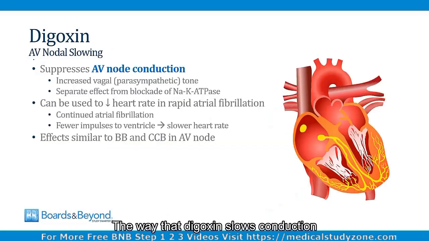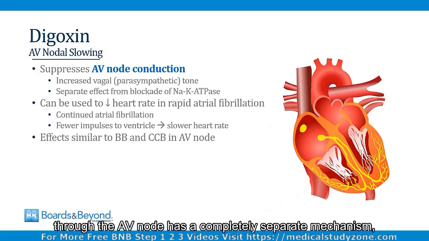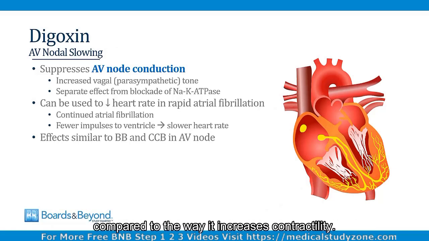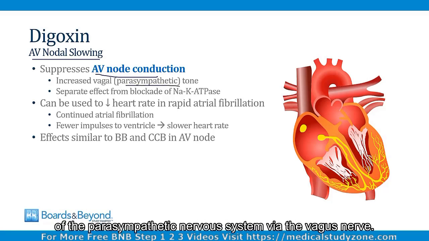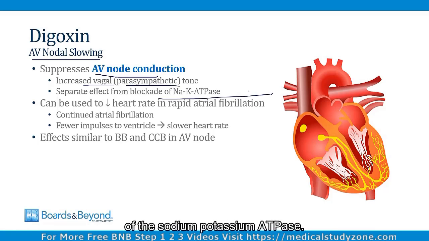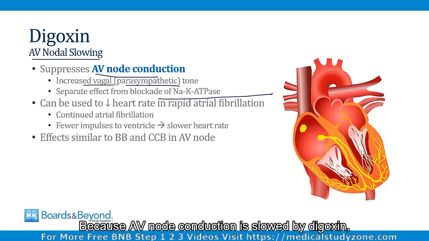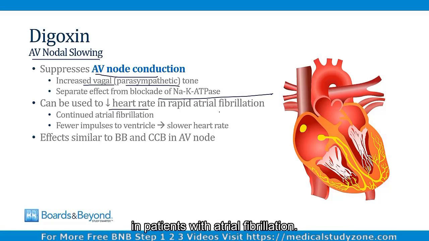The way that digoxin slows conduction through the AV node has a completely separate mechanism compared to the way it increases contractility. Digoxin suppresses AV node conduction by amplifying the effects of the parasympathetic nervous system via the vagus nerve. This is a separate effect from the blockade of the sodium-potassium ATPase. Because AV node conduction is slowed by digoxin, you can use it to slow the heart rate in patients with atrial fibrillation.